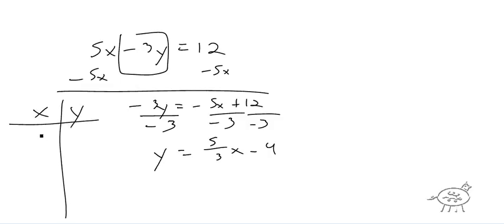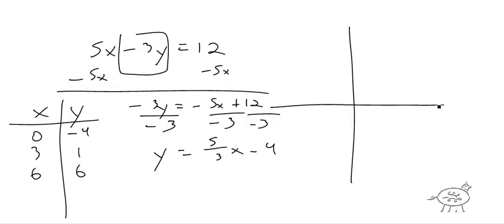Again, I'm going to pick multiples of 3, so 0, 3, and 6. 0 gives me negative 4. If I put a 3 in there, that gives me 5. 5 minus 4 is 1. If I put a 6 in there, this 6 and 3 cancel, and I get 10. 10 minus 4 is 6. So that's my graph. 0, negative 4, 3, comma 1. Oops, 3, comma 1 is right here, not this one. 3, comma 1, and 4, 5, 6. There, comma 6. Okay? And there is your graph.